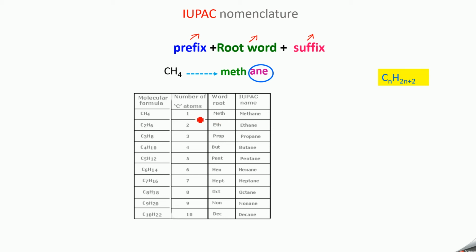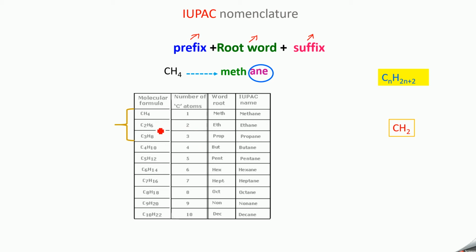Now here in this tabular column, the first member and the second member differ by a group called CH2. Because we have CH4, here C2H6, 1 carbon and 2 hydrogen is the main difference. So each member differs from the next member by a group called the methylene group.